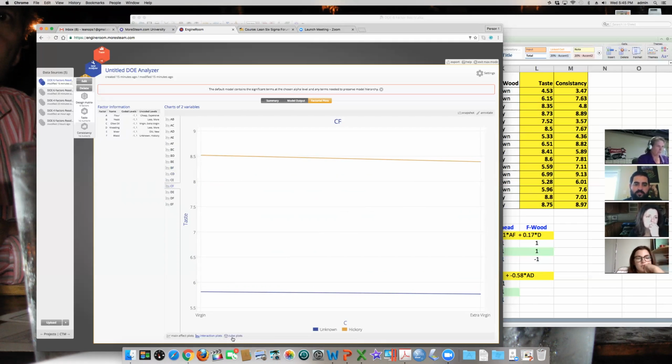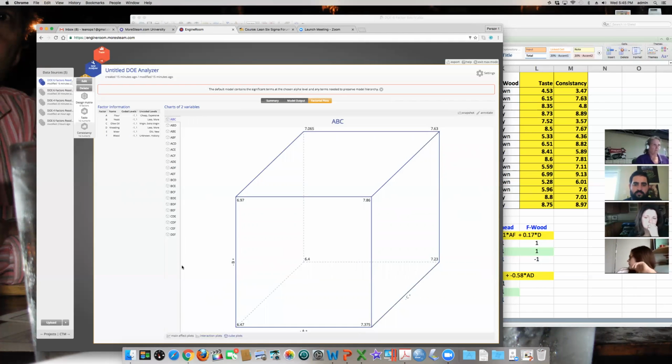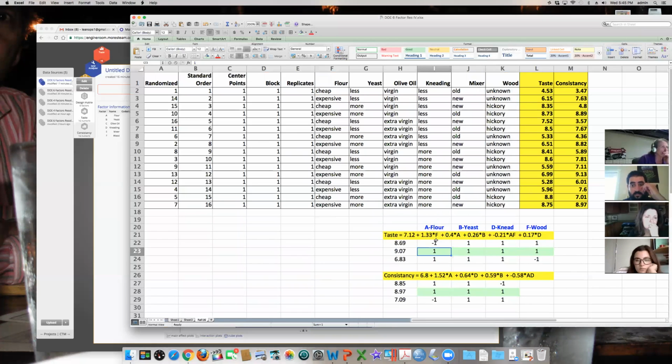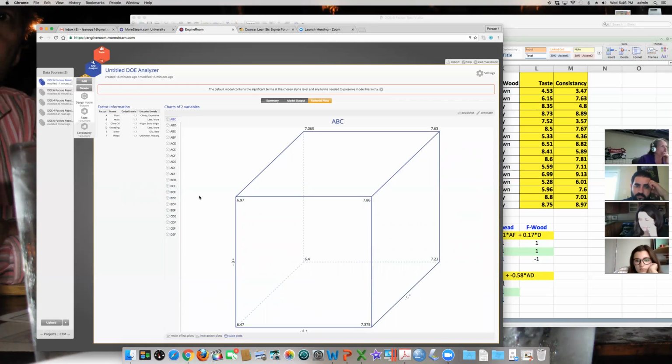And I don't think the cube is working. Let's see. Okay, so we got every single individual cube. So in our model, the main effects that we're working with are flour, yeast, kneading, and wood. So that would be A, B, D that we'd be concerned about. So on A, B, D, looking at the cube plot, where would I want to be?